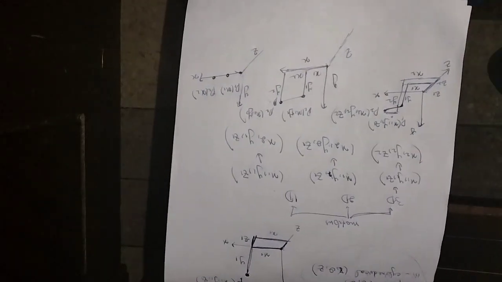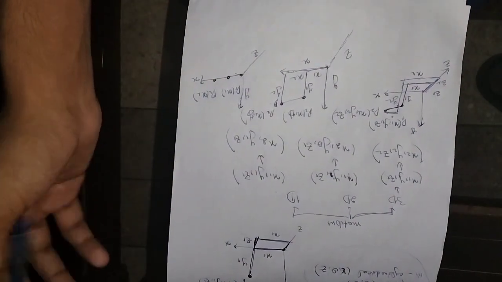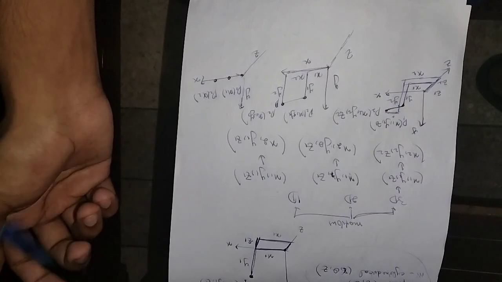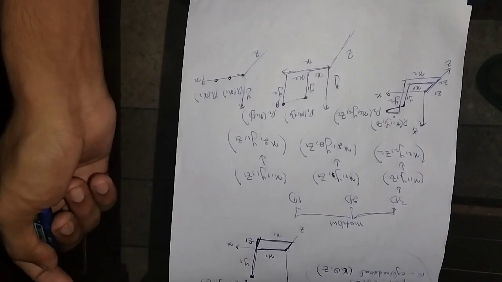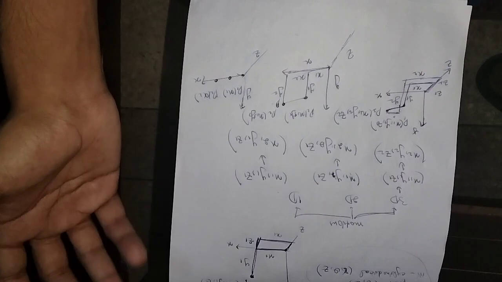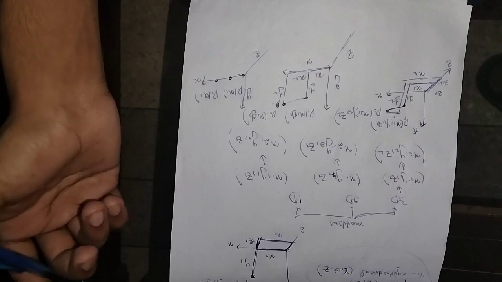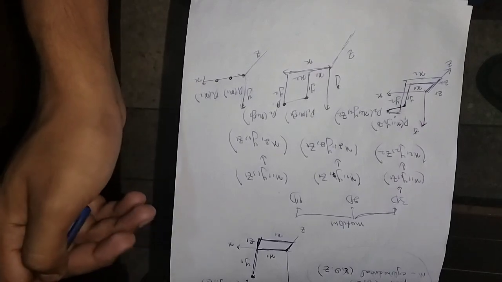This is all about our discussion today. In the next lecture, we will discuss different kinds of analogies and terminologies associated with kinematics, like acceleration, displacement, velocity, and all those things we will cover in the next lecture.